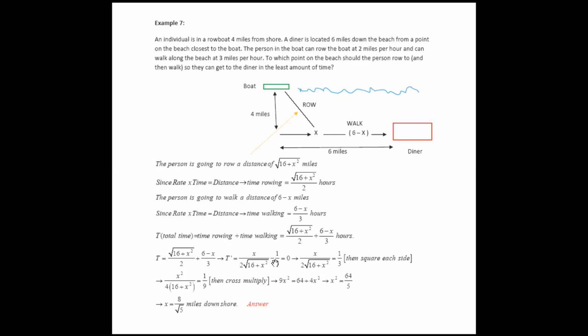Now, what we're going to do is set this equal to 0 to find our critical numbers. We'll bring the 1/3 over, which is what we've done here. Now, this radical bothers us, so between this step and this step, we're going to square each side of the equation. And when we do, we get x squared over 4, and the square root squared lifts the radical, and this gives us 1/9.